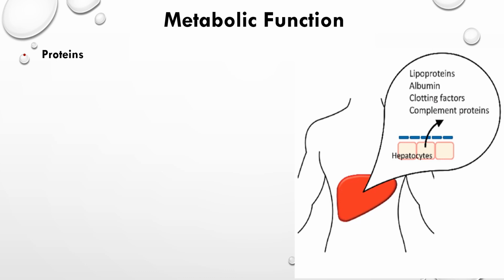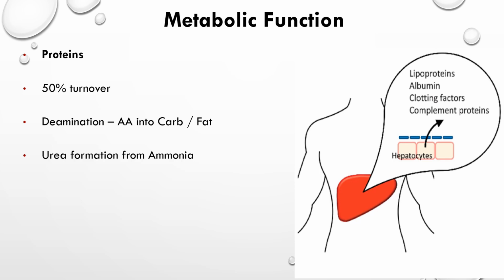Moving on to the protein. In man, the protein turnover involves the breakdown and resynthesis of 80 to 100 grams of tissue protein per day, and 50% of it occurs in the liver. The most important activity there is deamination of the amino acids, and this is essential for the production of energy and their conversion into the carbohydrates and fat.